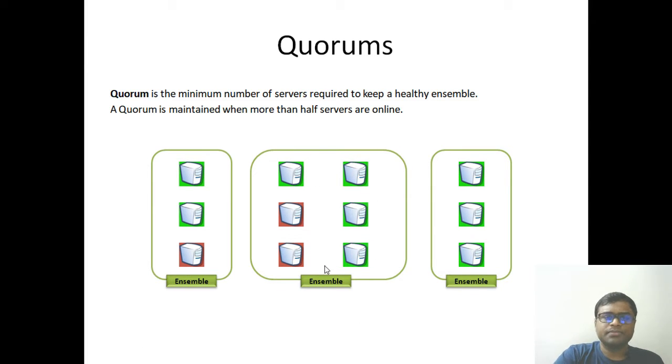In the next example, we can see there are six servers. Now, if two servers went down, Zookeeper will still be able to maintain a healthy ensemble. Why? Because more than half of the servers are still online. In the third example, let's say there are two servers which went down. Now, only one is up, which is less than half of the number of Zookeeper servers present. So in this case, a healthy ensemble won't be maintained, and you might see problems with the service. So this is what quorums mean.